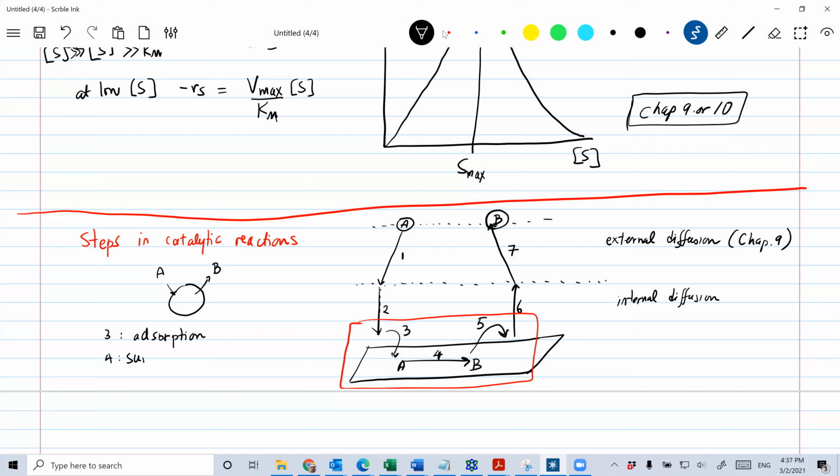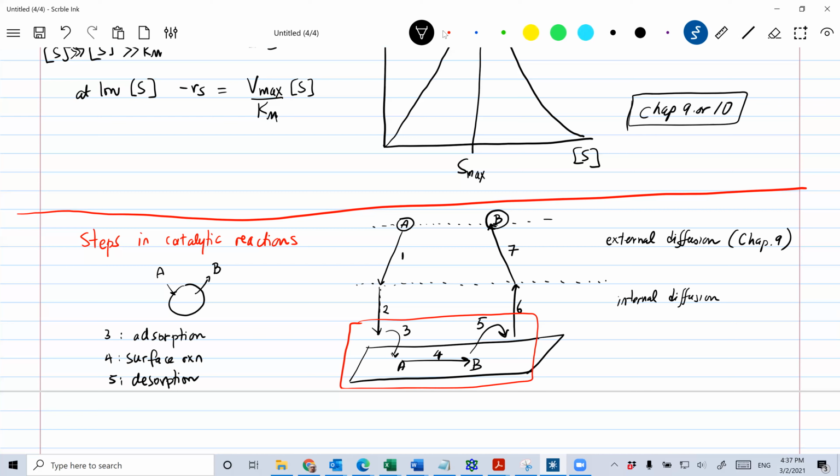Four is a surface reaction. And 5 is a desorption. So that's what we're interested in. And you can see, here's what the deal is here.